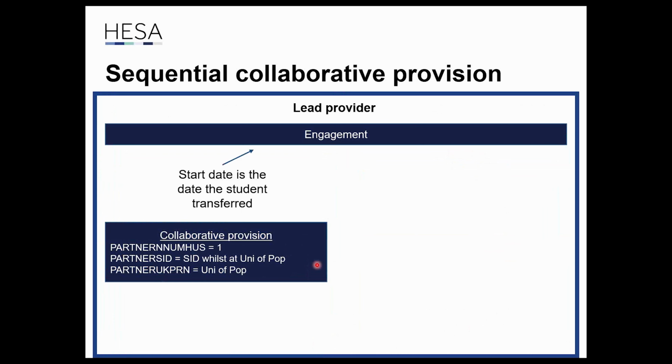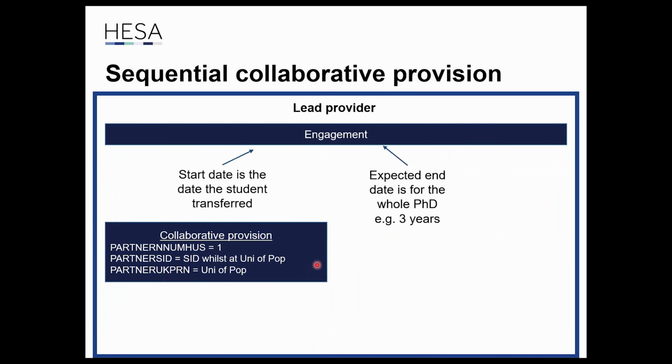So again, looking at some of the specifics. The start date is going to be the date that the student actually transferred to this provider. That then matches up with the leaver date from the provider that stopped returning them, in this case University of Poppleton. So we can be sure that's the same date, and that is why that is what's happened.